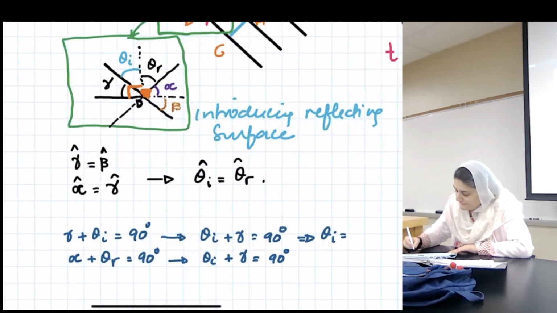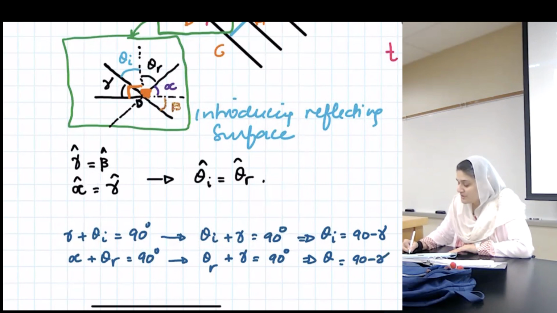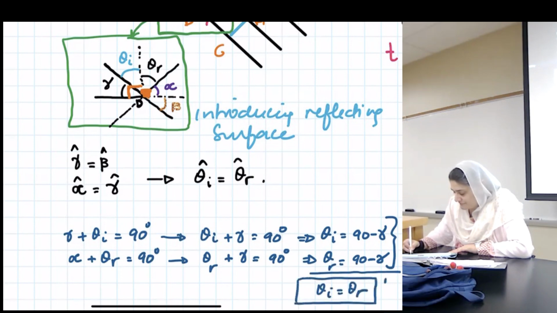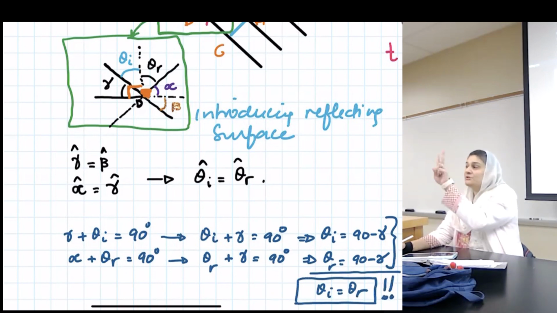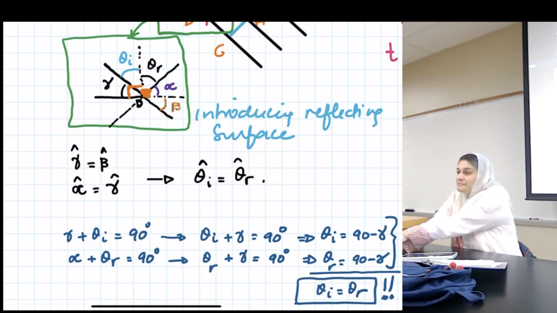Yes. 90 minus gamma. And, sorry, this should be theta R. This was my fault, trying to go too fast. This is theta R. That is also 90 minus gamma. What do these two equations imply to you? That must be true. So there's two ways you've proved that. Woohoo!